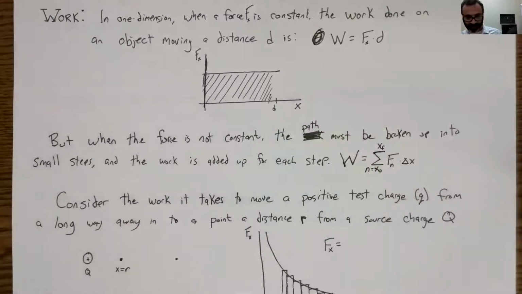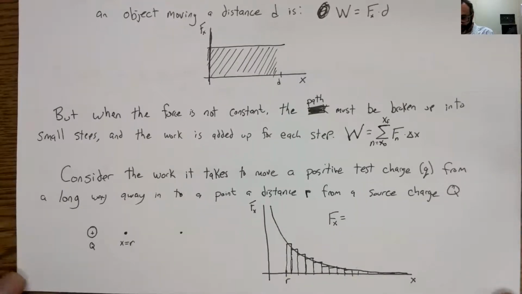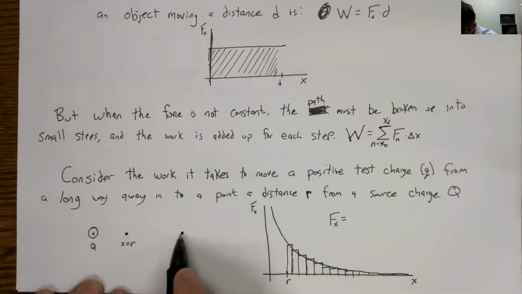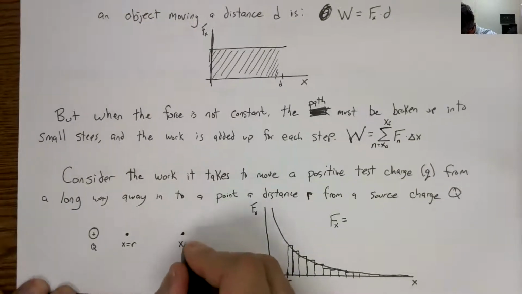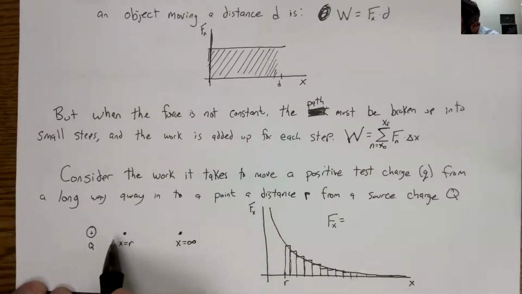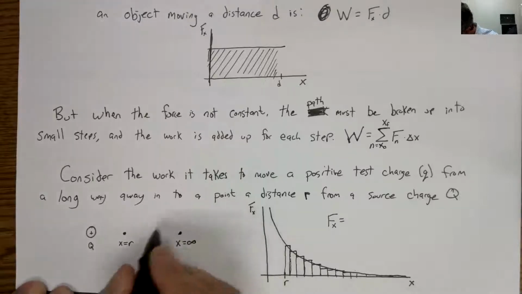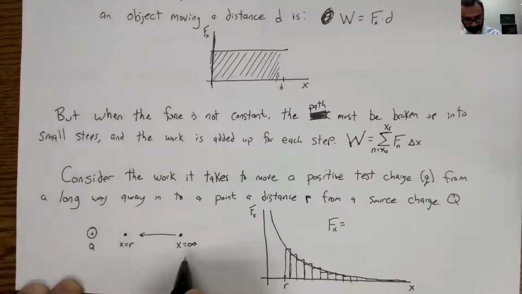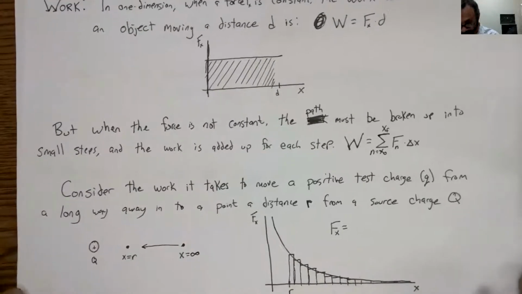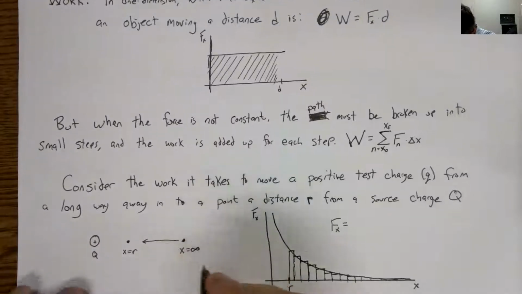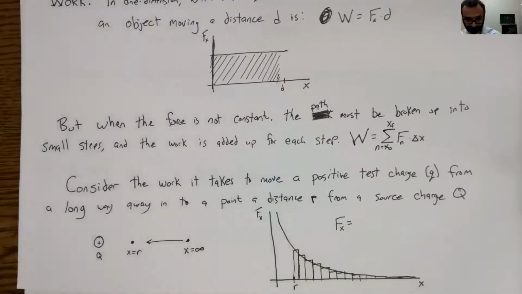So in particular, we're going to look at the work it takes to move a positive test charge, q, from a long way away, so basically at infinity, and bring it to a distance r from our source charge Q. So we're basically moving from out at infinity. I didn't really draw this an infinite distance away because the paper's too small. Over to Q, or over to x equals r.